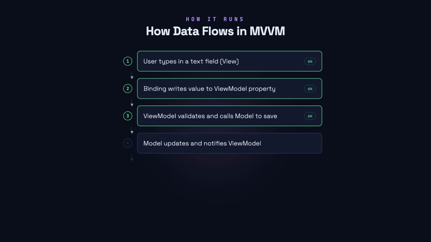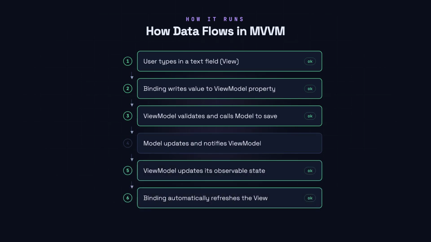Follow a single edit from the user all the way through the system. The user types into a field in the view. Because that field is bound to a property on the view model, the framework writes the new value there automatically. No manual event handler required. The view model validates the input and tells the model to save it. The model persists the change and signals that something has changed. The view model updates its observable property, and the binding layer reflects that update back to every widget that depends on it, all without any explicit refresh code.